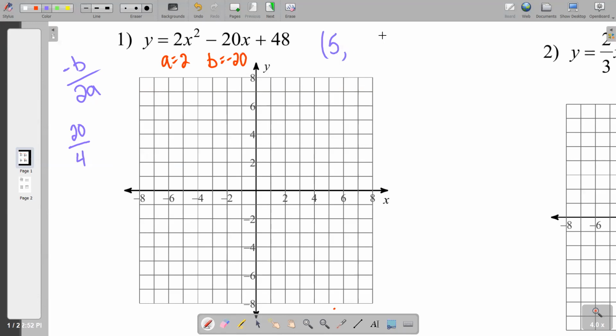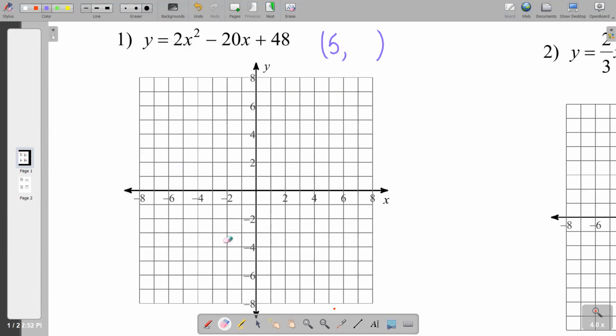Yeah. So that is the vertex, but it's the x coordinate of the vertex. We know it's located at 5 something, right? We just don't know what the something is. So A and B have served their purpose. Now it's time to find the y. And how do we find the y?